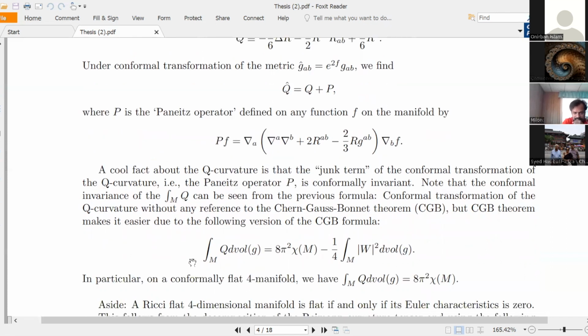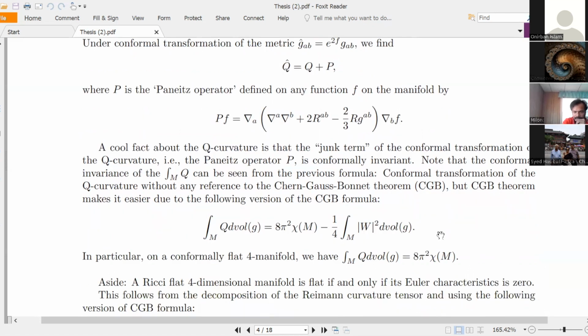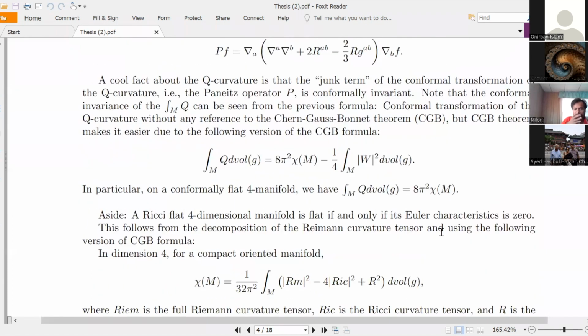So this is the statement of the Gauss-Bonnet theorem in four dimensions. And yeah, think about this aside. This is why I said some of the facts are not true whenever your signature is not positive.